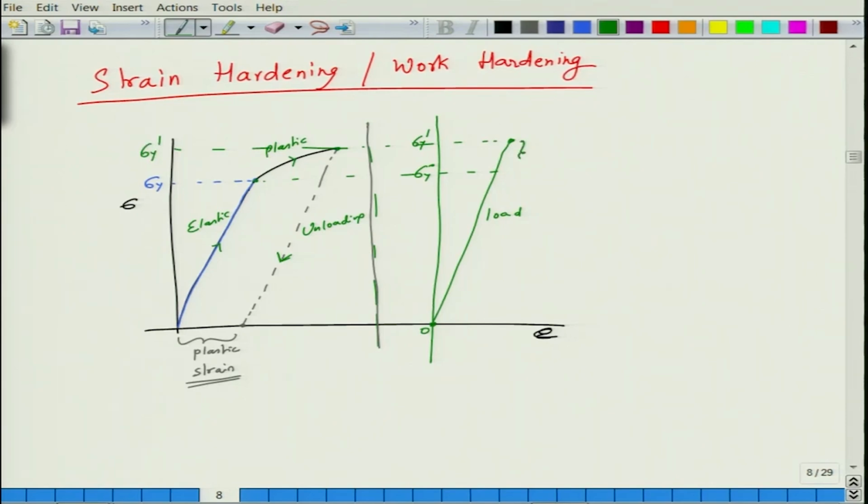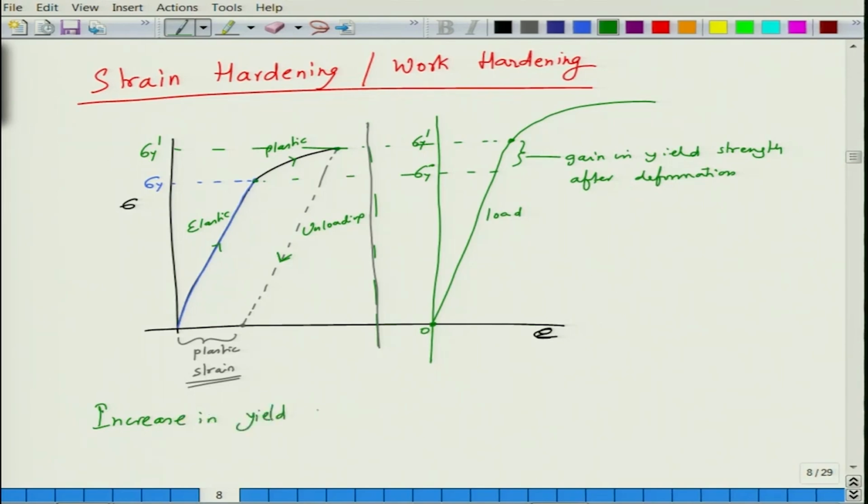So, basically this much is the gain in yield strength after deformation. So, this is what will happen. Your curve will now proceed like this. This is called the increase in yield strength after deformation.